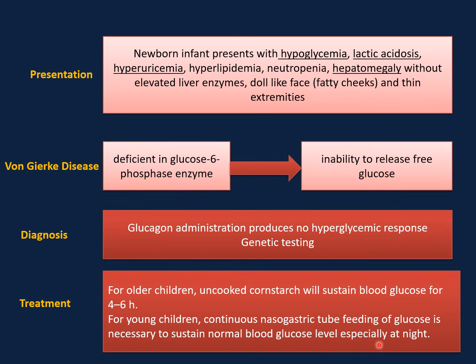normal blood glucose level, especially at night. This point is a high yield, and remember again, hypoglycemia, lactic acidosis, high uric acid, high triglyceride, and hepatomegaly, very large liver. This is Von Gierke disease.